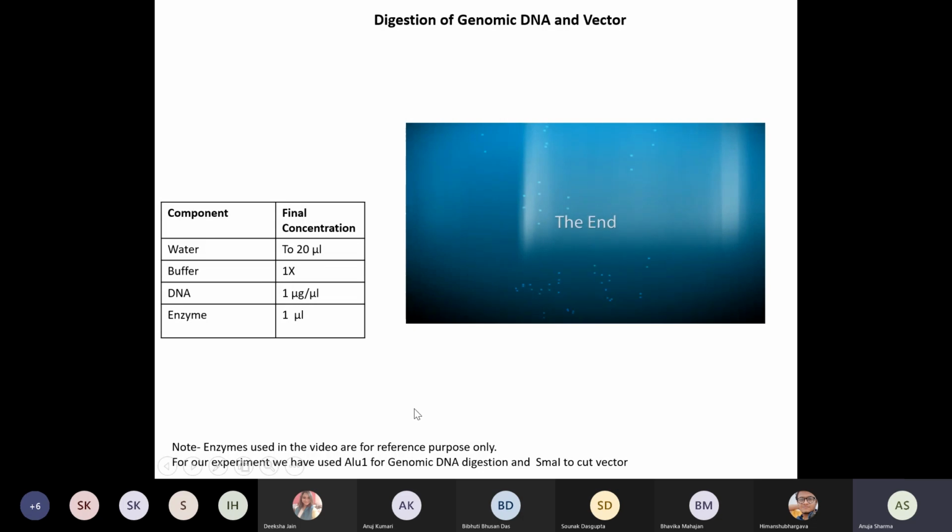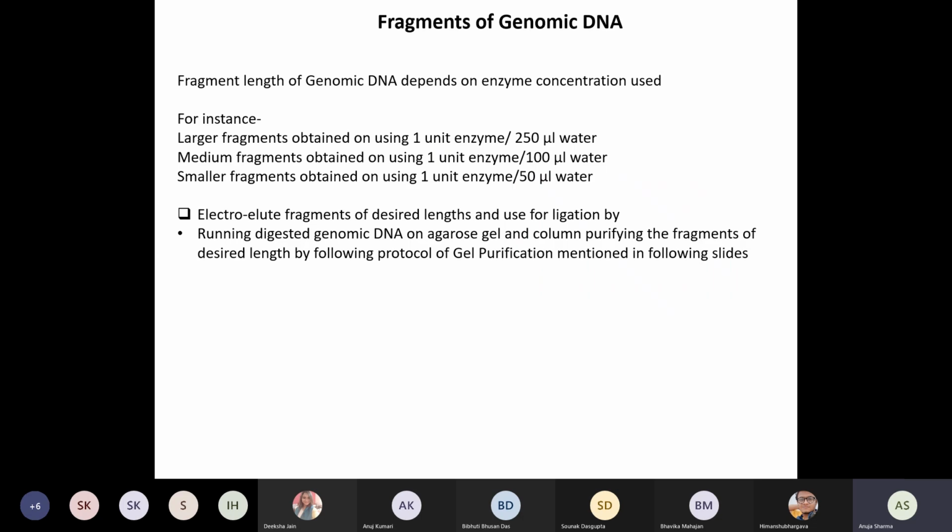Now each enzyme we use for digestion of the vector and genomic DNA has a specific unit, an activity, to it. Depending on the concentration of enzyme we are using for a reaction, we can get larger fragments, medium fragments, and smaller fragments. This is just an example, not specific to any enzyme. It's just a hypothetical example.